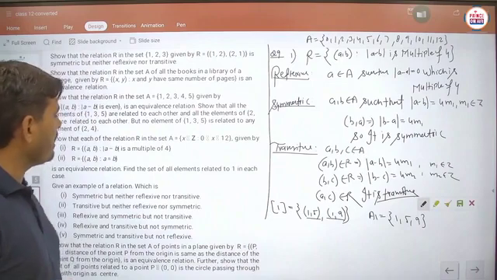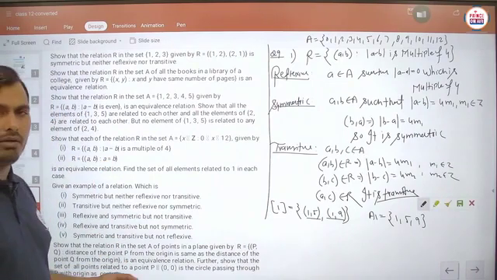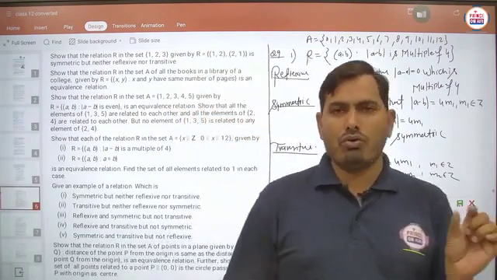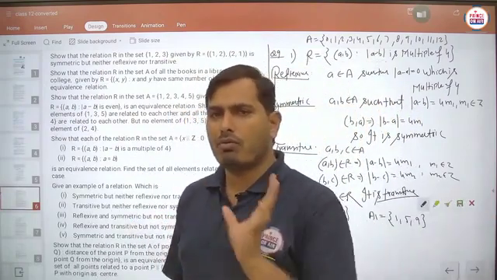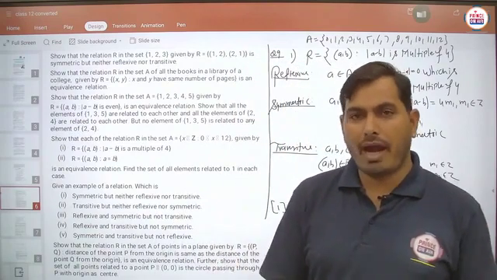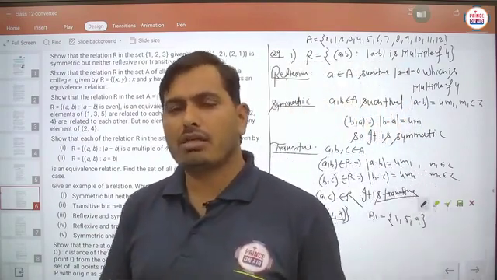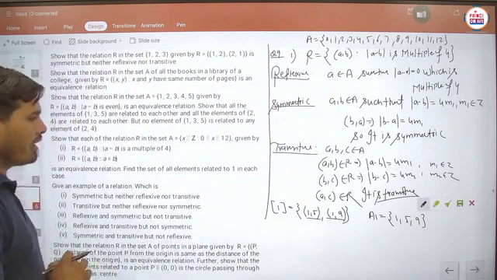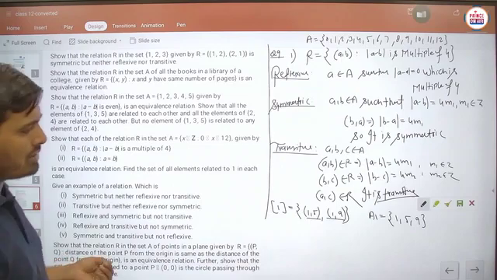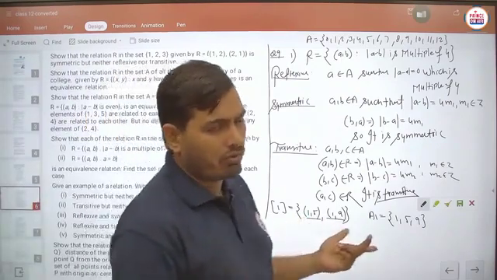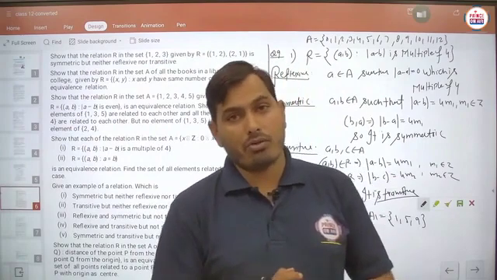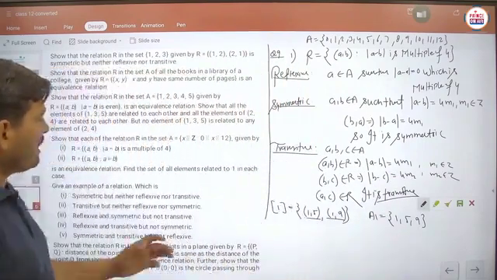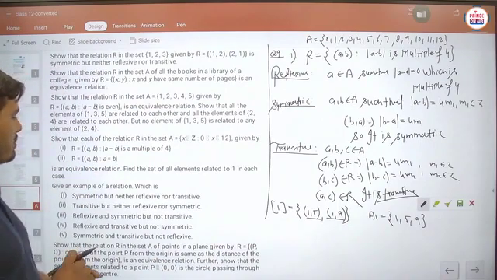So there is no need for more explanation of this second part, because here the relation contains the ordered pairs 0 0, 1 1, 2 2, 3 3 up to 12 12, and this is the identity relation, which is always an equivalence relation. But what are the elements related to 1? That should always be 1 itself. Is it clear? No other element will be related to 1 here, according to the relation. So the next part, students, you can just solve. I will just tell the answer of this question.